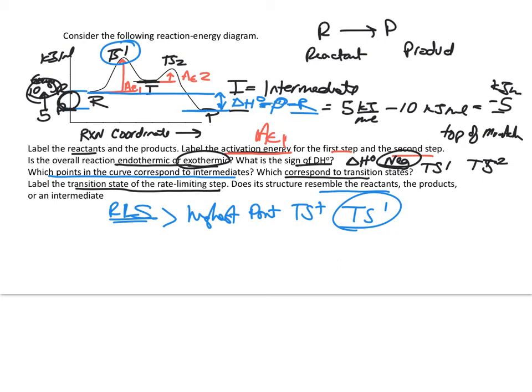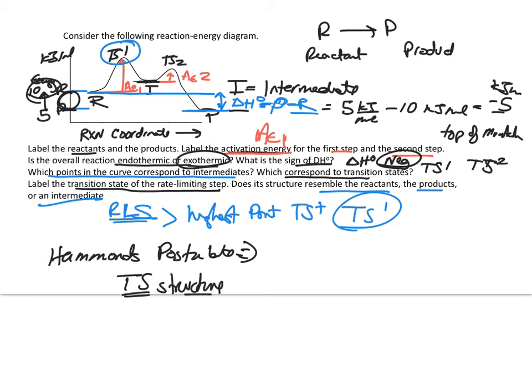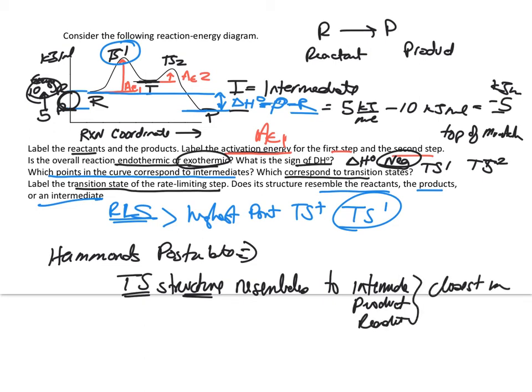Does this structure resemble the reactants, the products, or the intermediates? Because of Hammond's postulate, look that up in your book, read about it and write it down. It basically says that the transition state structure, the organic structure of the transition state, can resemble the intermediate, or a product, or a reactant, whichever is closest in energy to the transition state.